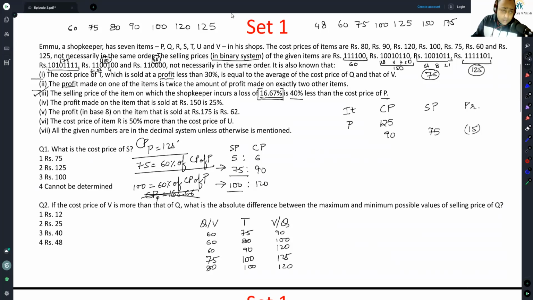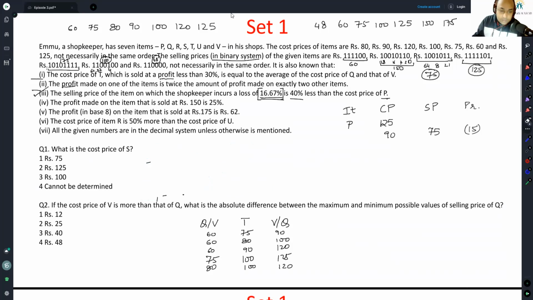Statement 4, the profit made on an item that is sold at rupees 150 is 25%. Okay. Basically, what this data point tells me is 150 is 5/4 times of CP. So if 150 is 5/4 times of CP, CP has to be 120, and the profit in this case is 30. This point has also been captured in its entirety. There is nothing left there.